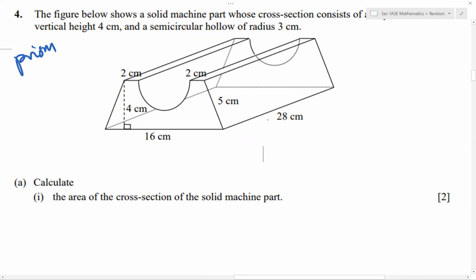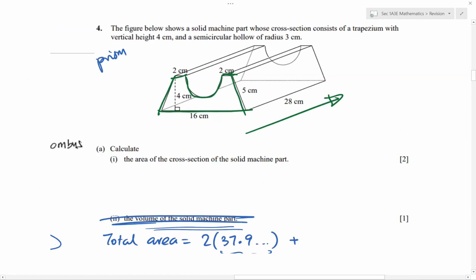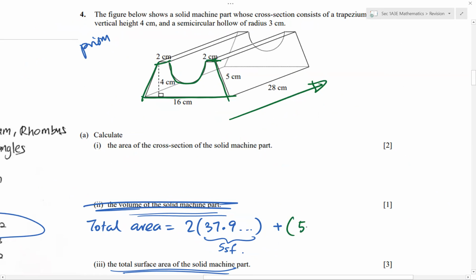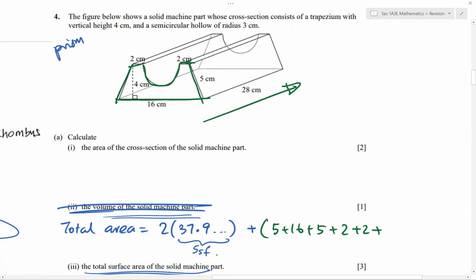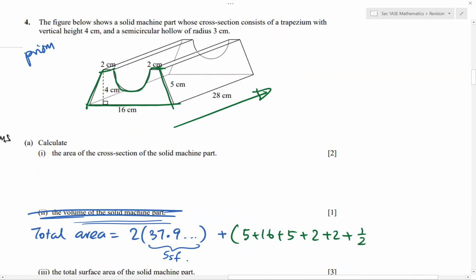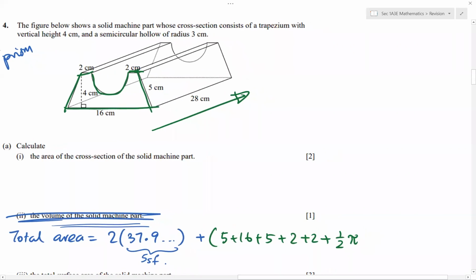So instead of doing that, we are going to take the perimeter. We're going to add all these things up, the perimeter of the cross-section. Once you have added everything up, we're simply going to multiply that by 28 to get all the remaining areas. Isn't that much faster? So here we have, open bracket, 5 cm, 16 cm, plus another 5 cm, plus 2, plus 2, plus the curve. This curve is half times the circumference, half times pi times d, where the diameter is 6. And we're going to multiply this by 28.